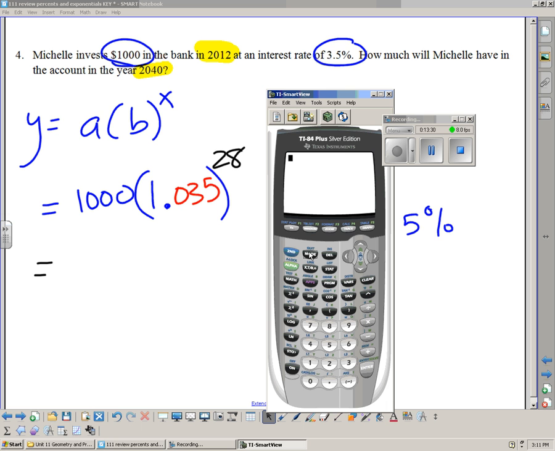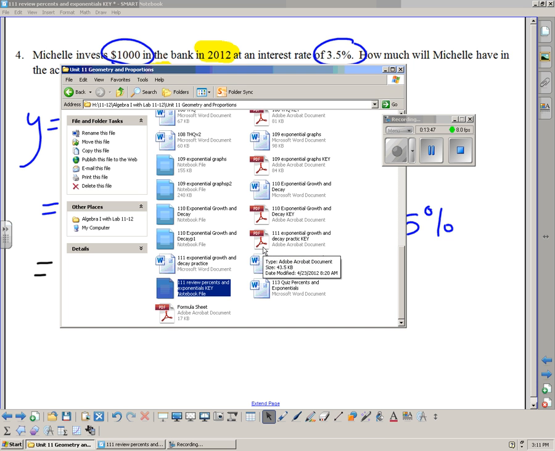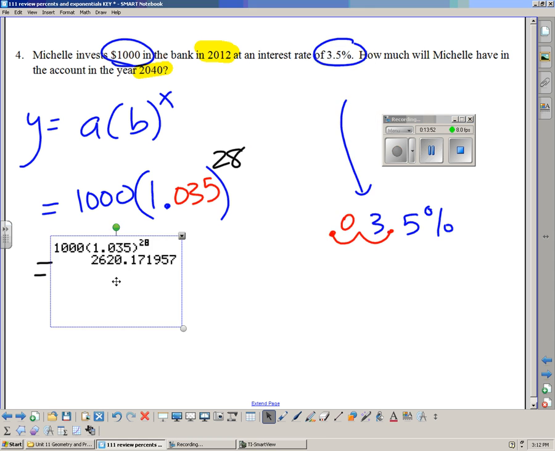So I'm going to put in 1,000 times 1.035 to the 28th power. Okay, didn't expect that. Sorry about that. We're back here though, and we get this from our calculator.